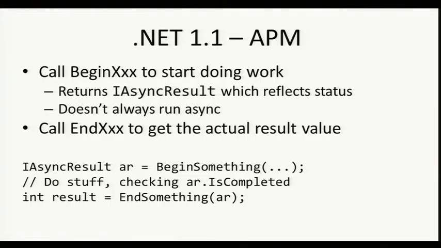And then when you want to get the actual result of the asynchronous operation, you call the end method, you pass in the async result, and you get back the result that happened from the asynchronous operation. So this is some example code of what it looks like. The IsCompleted property on the async result is how you check to figure out if the operation is done.